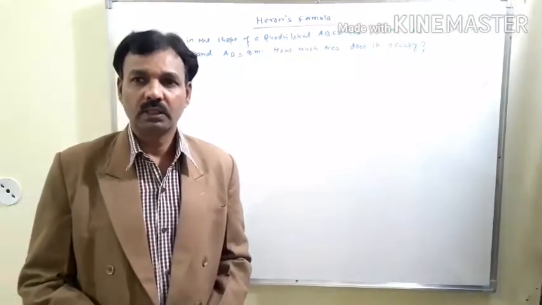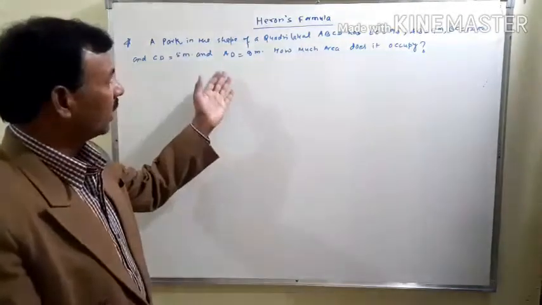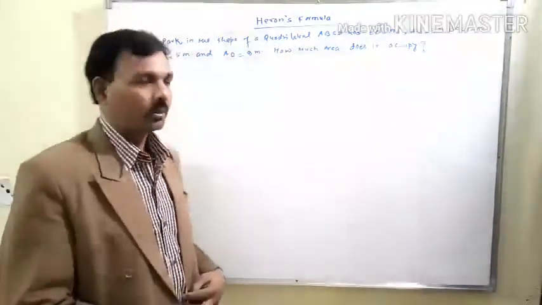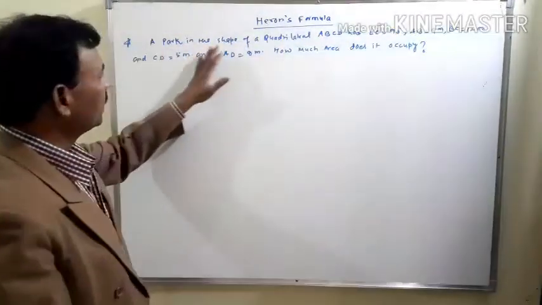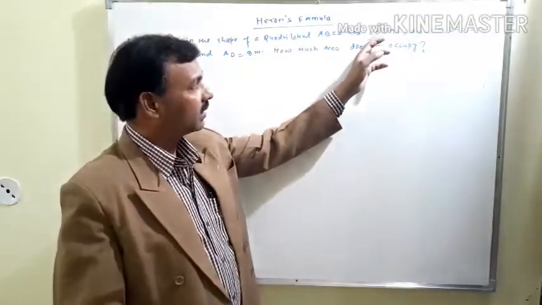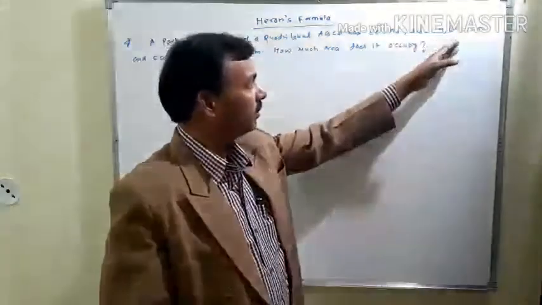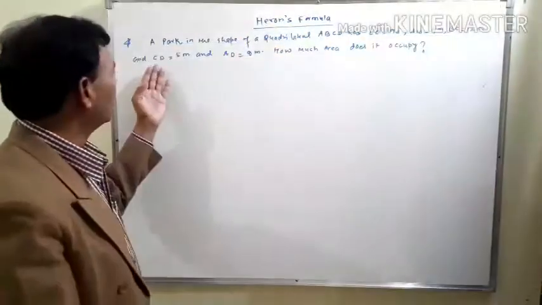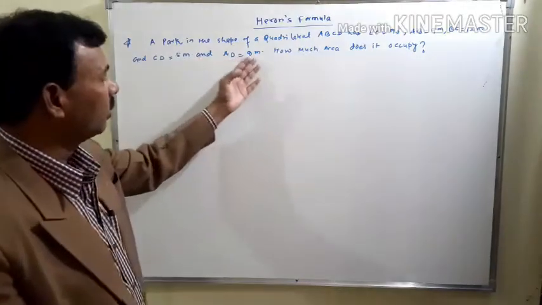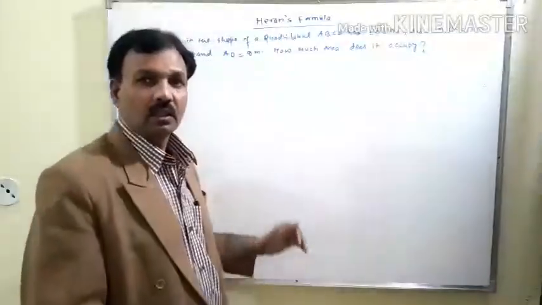Hello students, in this video we will take one numerical problem related to Heron's formula. The problem is: a park in the shape of a quadrilateral ABCD has angle C equal to 90 degrees, AB equal to 9 meters, BC equal to 12 meters, CD equal to 5 meters and AD equal to 8 meters. How much area does it occupy?